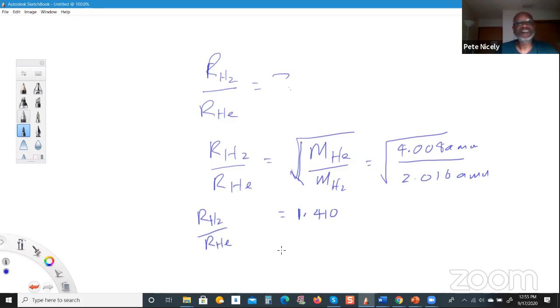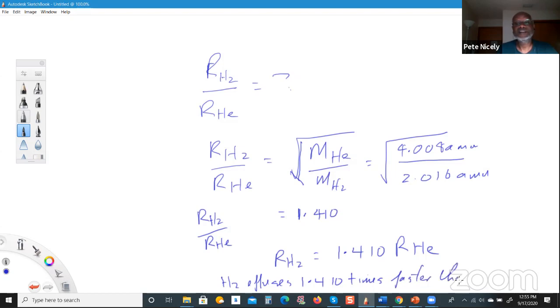Therefore, another way of stating this is that the rate of effusion of H2 is equal to 1.410 times the rate of effusion of He. So the answer to the question is H2 effuses 1.410 times faster than helium. And that would be the answer. Any questions for this example?